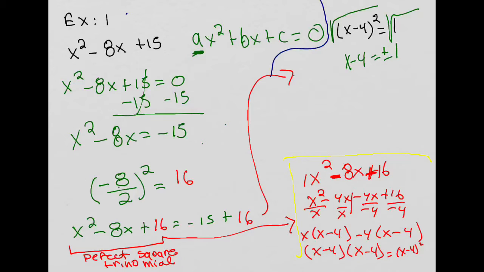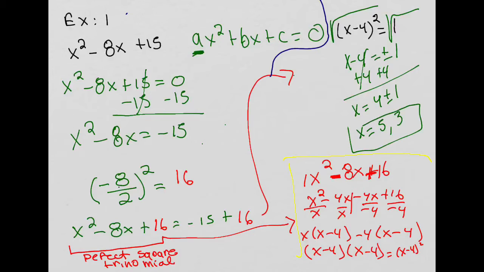Make sure I know that that's not part of that. So now in order to solve for x, I'm going to add the 4 to both sides. x equals 4 plus or minus 1. Well, if you think about it, x equals 4 plus 1 is 5, and then 4 minus 1 is 3. So these are the two solutions for x.